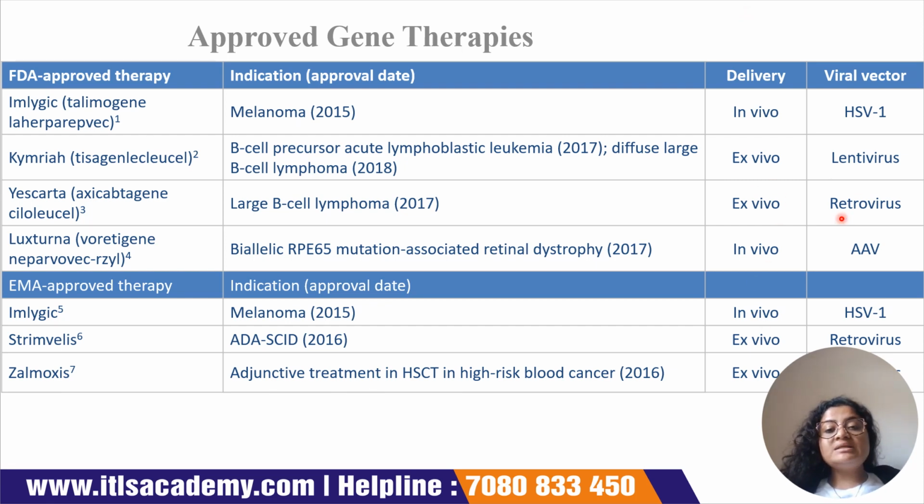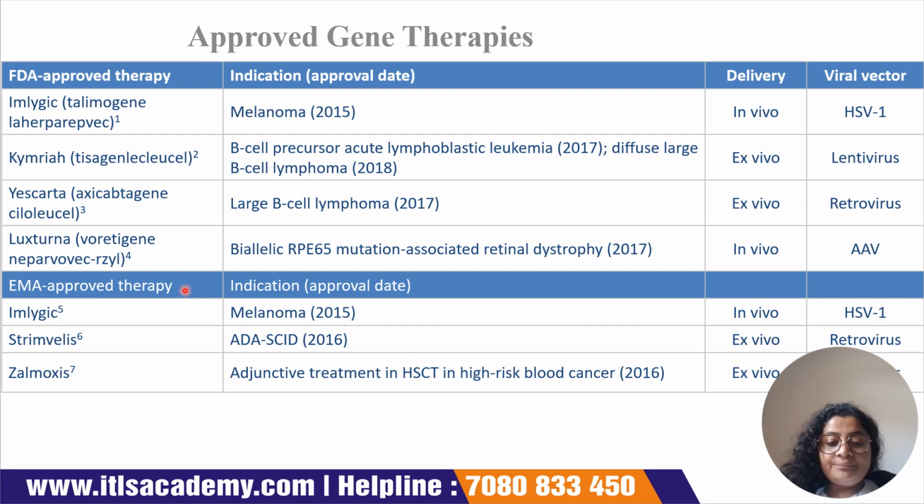Okay, so ex vivo means it will be outside the body. In vivo means inside the body. Ex vivo means outside the body. Then we have Yescarta, which is used for large B-cell lymphoma, approved in the year 2017. It is again ex vivo, and the viral vector used is a retroviral vector.